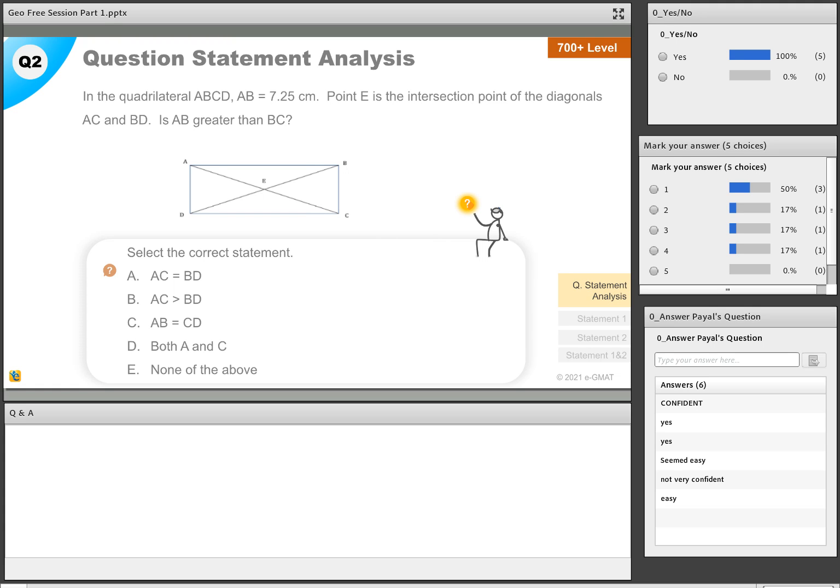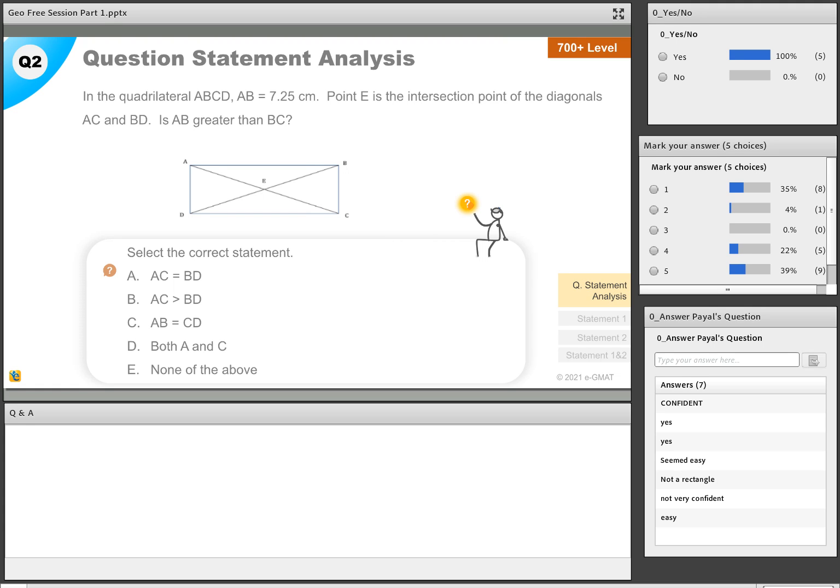Okay, so a number of you are saying choice A, that AC is equal to BD. You're saying choice C as well, AB is equal to CD. You're also saying, I know you guys are changing your responses now, that's okay, AC is greater than BD. Well, the correct answer is none of the above. Okay, and why is that? And that is the reason why you faltered in this question, because this is a quadrilateral.